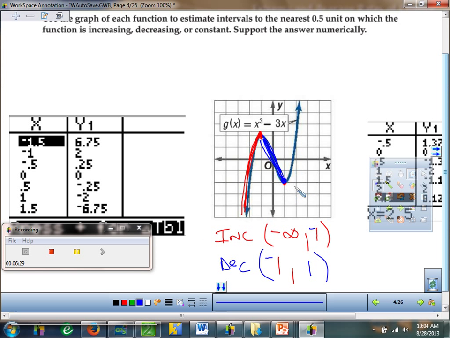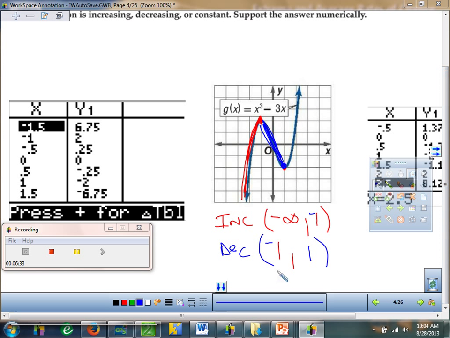Now, and then from 1 to infinity, what are we doing? Well, we're increasing again. So we would be increasing there. So from here on up, we are increasing with that.